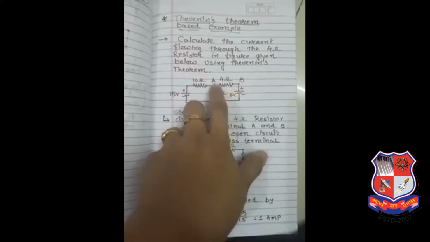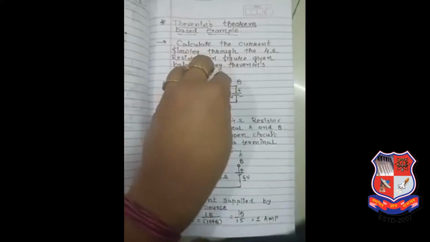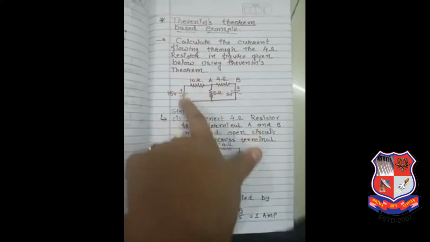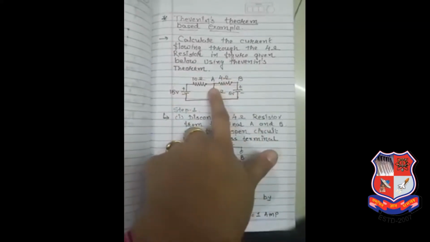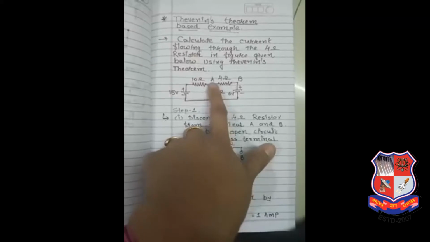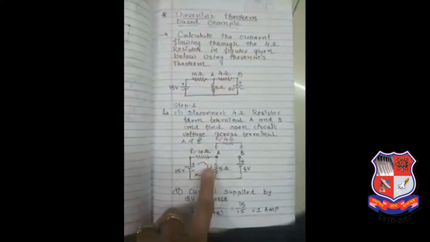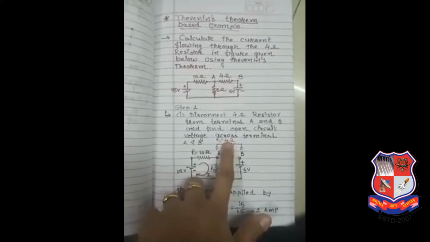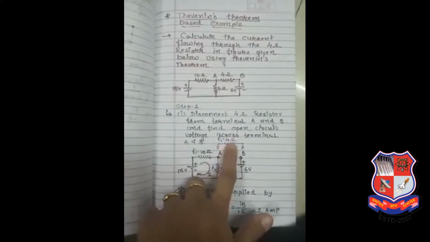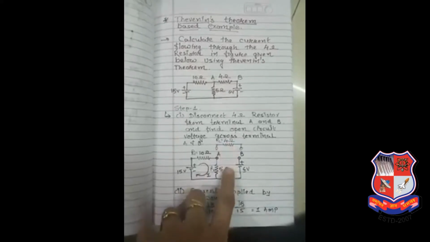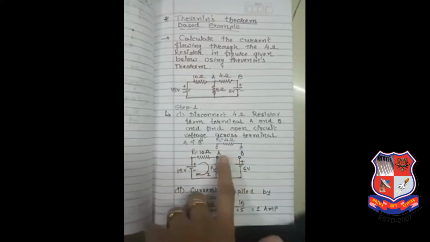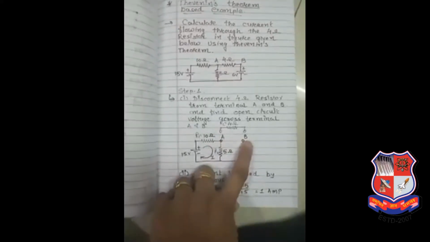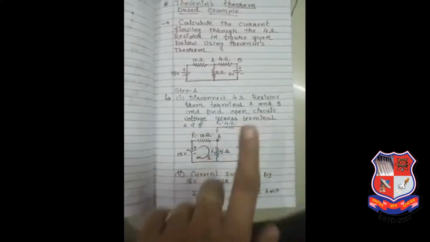First you have to disconnect the 4 ohm resistance from the given network, and label the terminals as open circuit terminals A and B. So our circuit will be like this, without the 4 ohm resistance. That 4 ohm resistance is the load resistance. It will be disconnected from the given network, and the terminals labelled as open circuit terminals A and B.